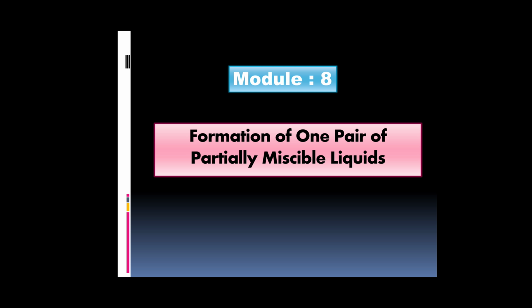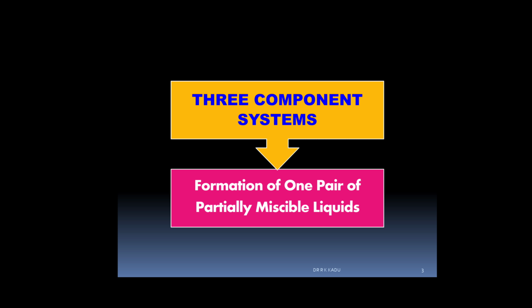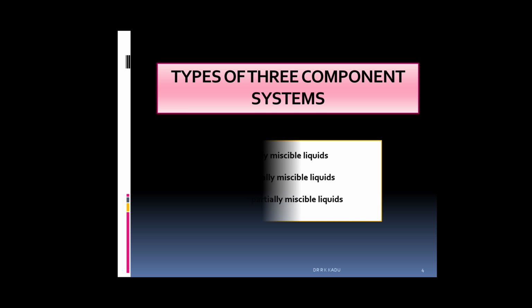Hello everyone. In this module number 8, we will study formation of one pair of partially miscible liquids. This point comes under the three component systems. We should know what are the various types of three component system.